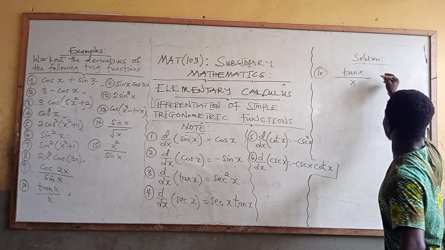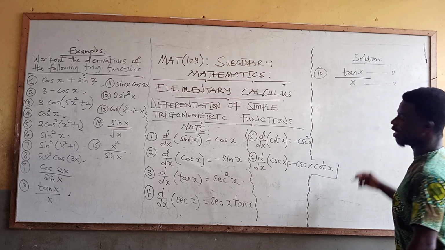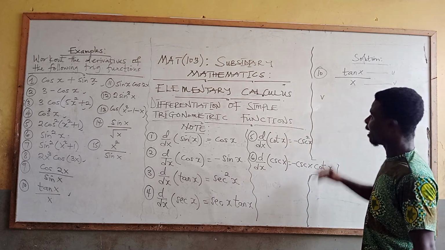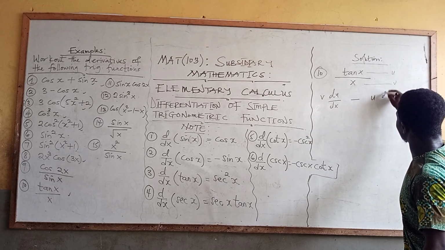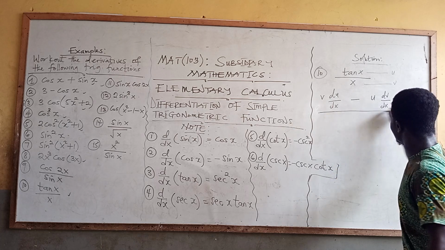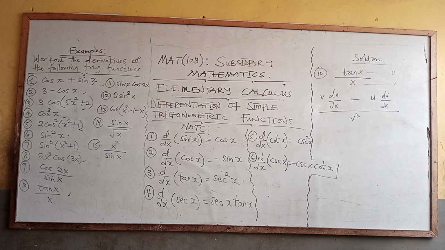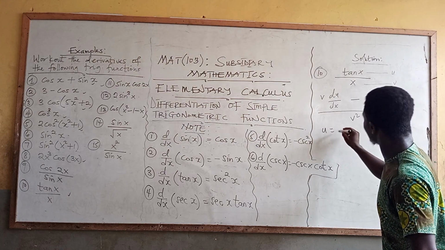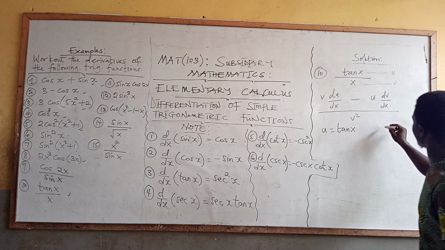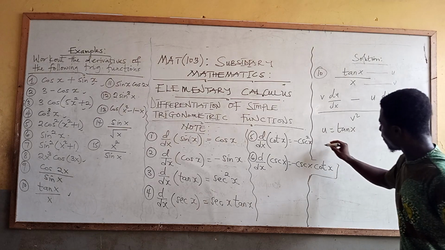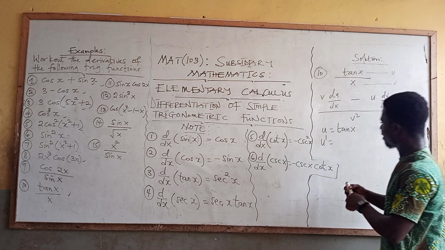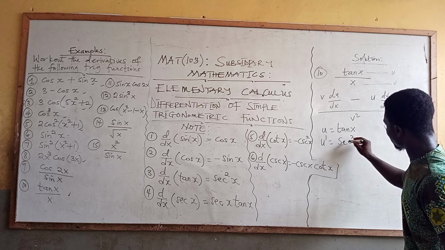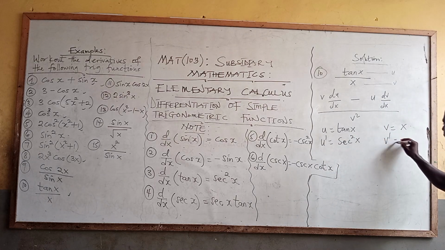Don't forget, in our quotient rule, this one is u, this one is v, right? So we hold v constant, then we differentiate u with respect to x, minus we hold u constant to differentiate v with respect to x, divided by v squared. Right. So now let's see. Our u equals tan x, then our v equals x. Our u prime equals, when you differentiate tan x with respect to x, you get what? Sec squared x. Then when you differentiate v with respect to x, you get 1.